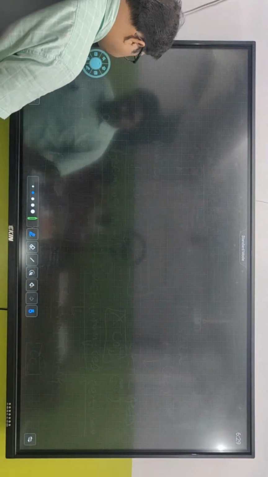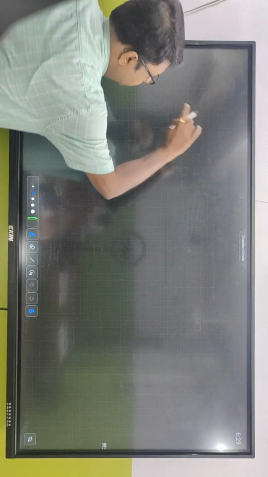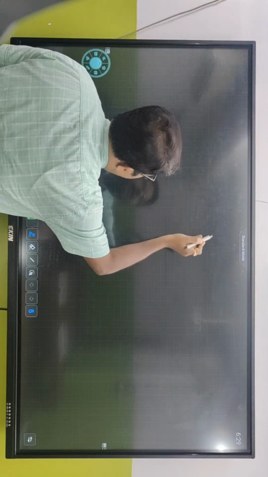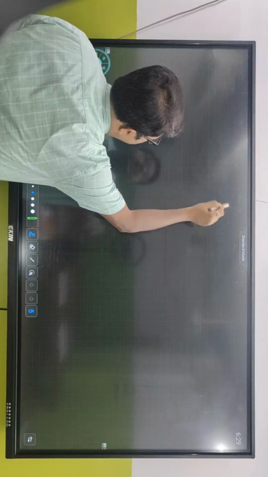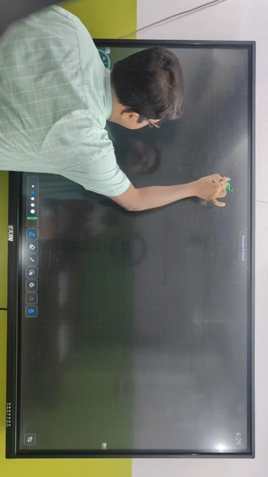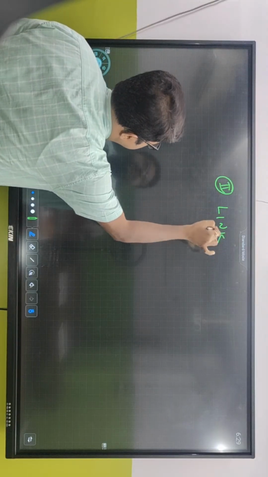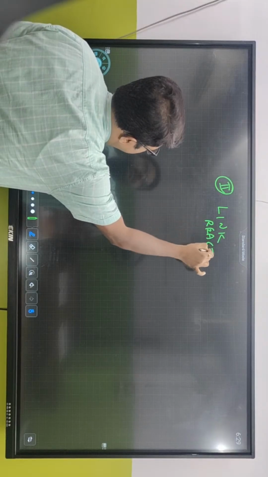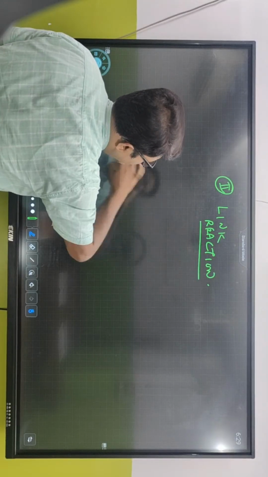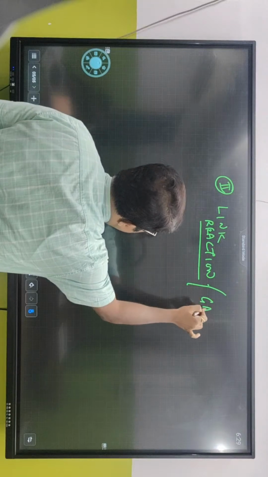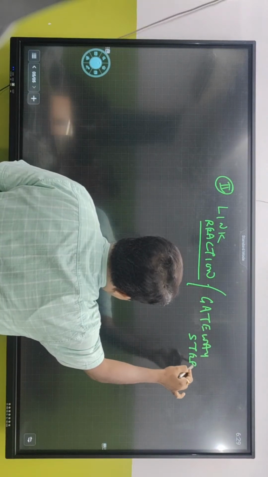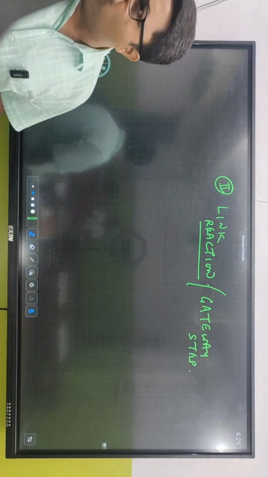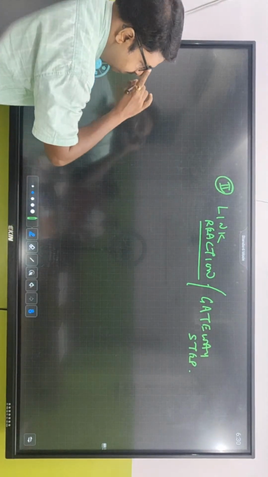So next. Let us get into the link reaction. Second step is what? Link reaction. What is link reaction? It is also called as gateway step. Now, what is gateway step?